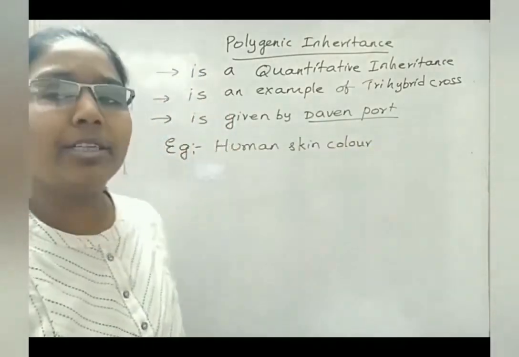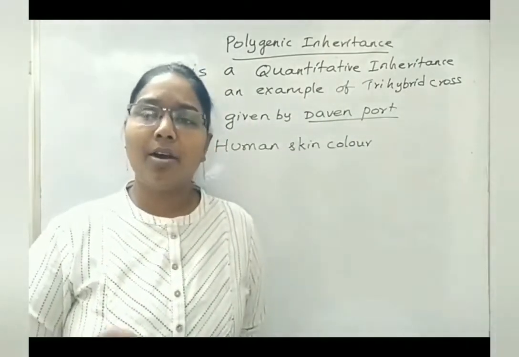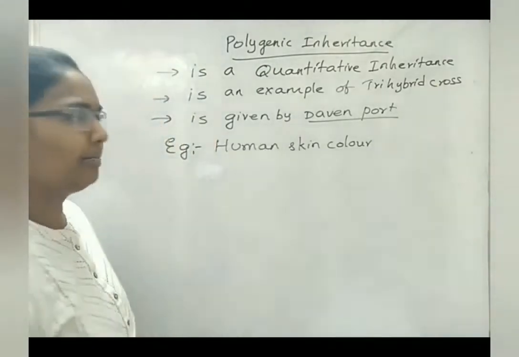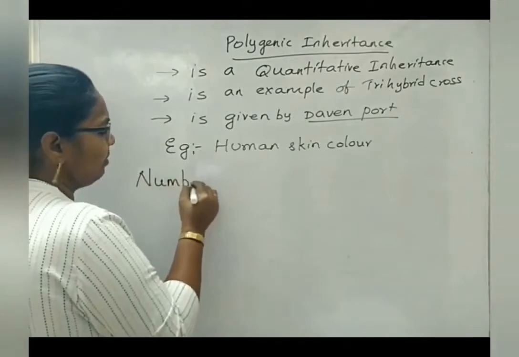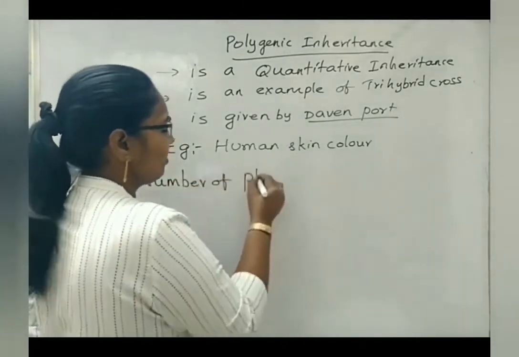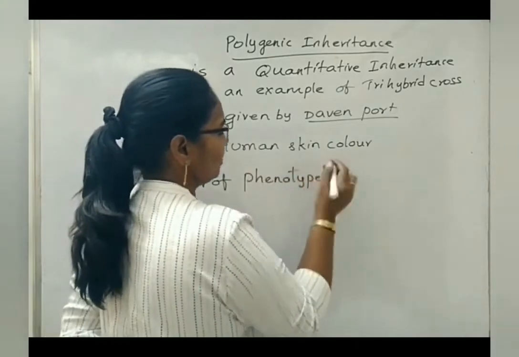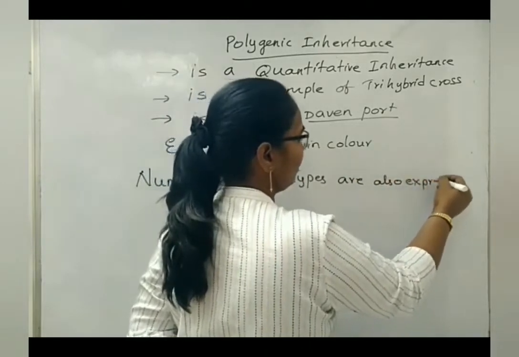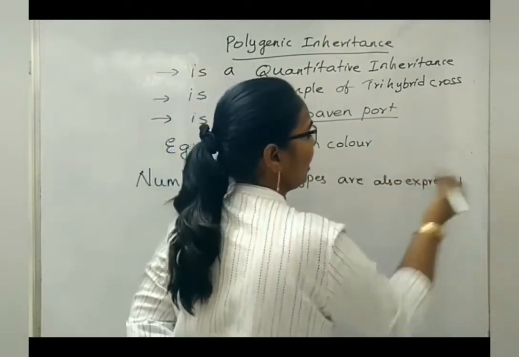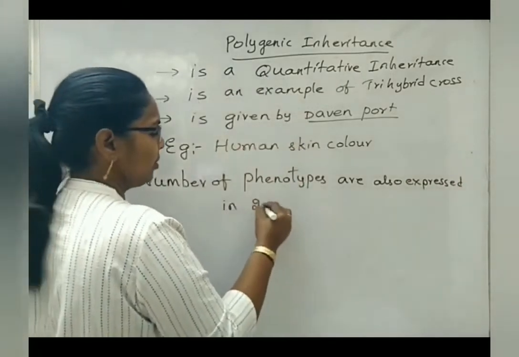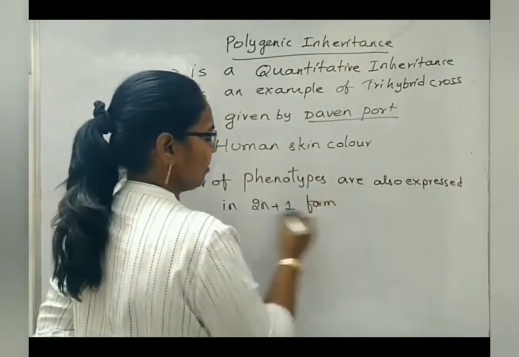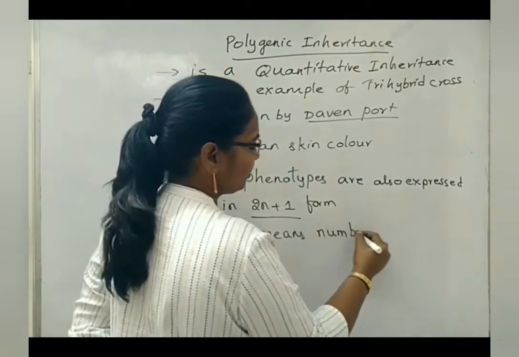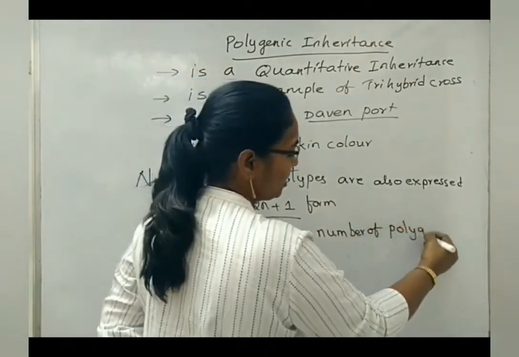Here, the number of phenotypes in polygenic inheritance is also given with a small calculation, that is 2n plus 1 types of expression. The number of phenotypes of polygenic inheritance is expressed in 2n plus 1 form. Here, n means the number of polygenes.